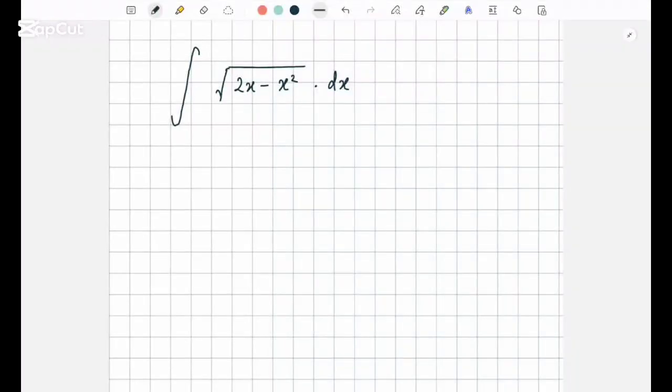Hi everyone, I'm going to show you how to integrate root 2x minus x squared. What you could first do is take x out from the root. If you factorize the terms inside, taking x out, it's going to be root x into root 2 minus x, right?